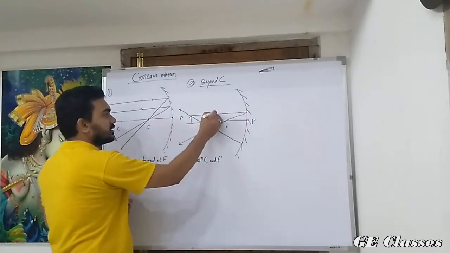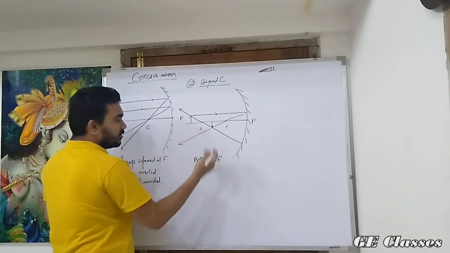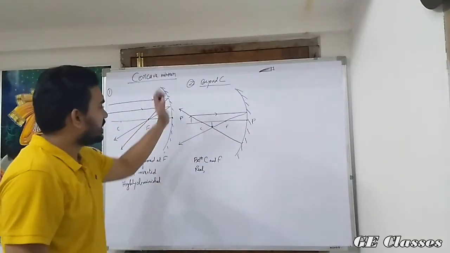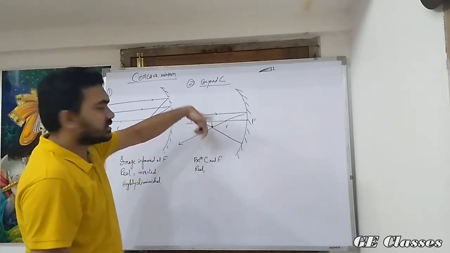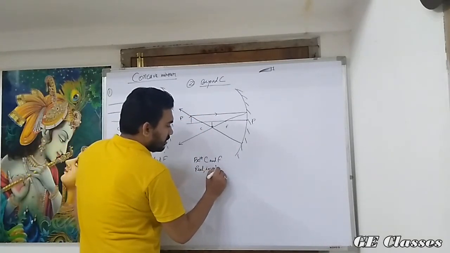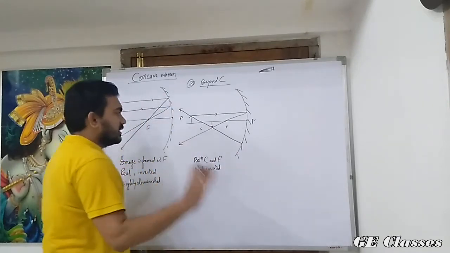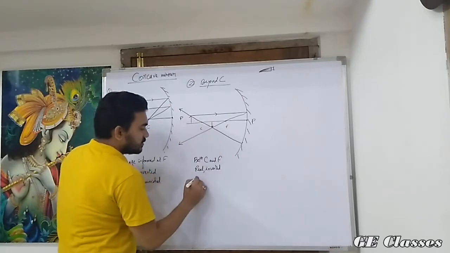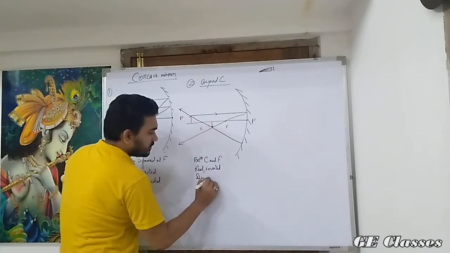We can see that the rays have actually met, so it's real. The object was upright and now the image is downward, so we can say real and inverted. All real images are always inverted. And it's a bit smaller than the object, so we'll write diminished.